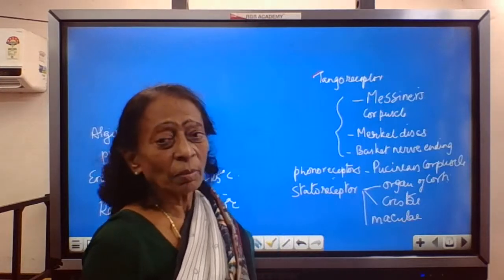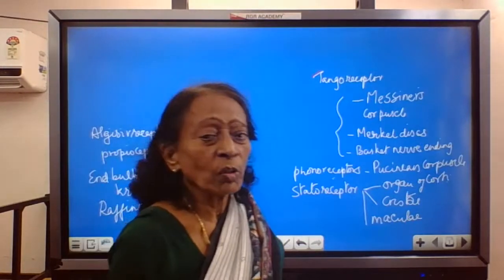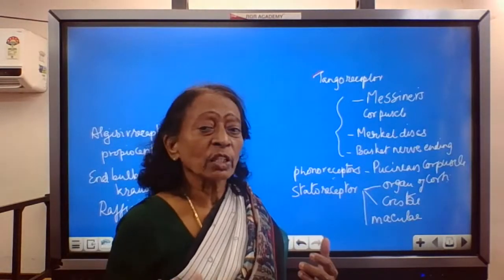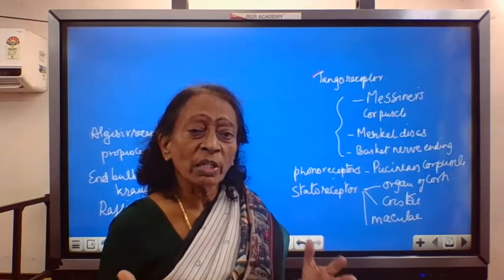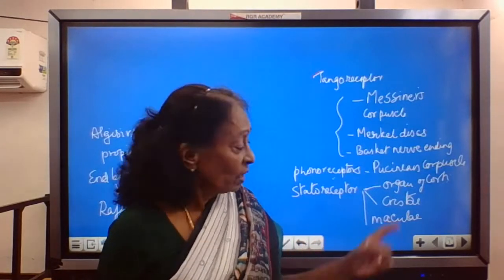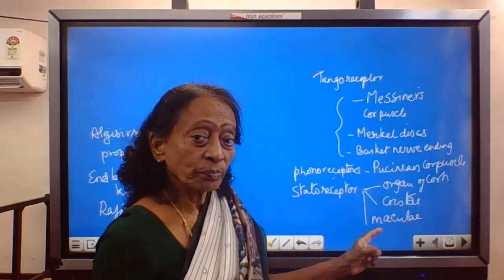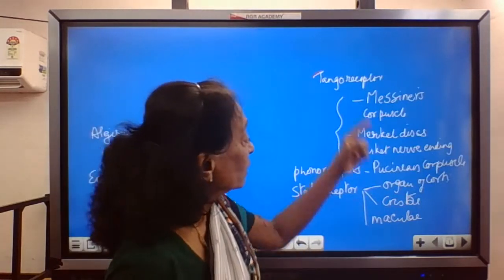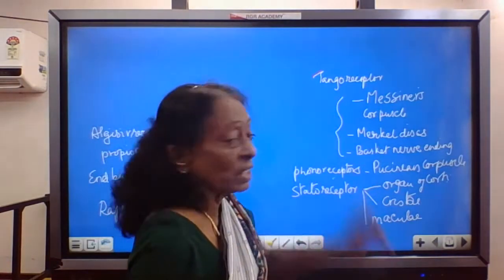What do we mean by the organ of balancing? Your movement can be forward, upward, lateral, or circular. For all these movements, your body should be able to maintain equilibrium. That is the organ of equilibrium. So these are all the pressure receptors.